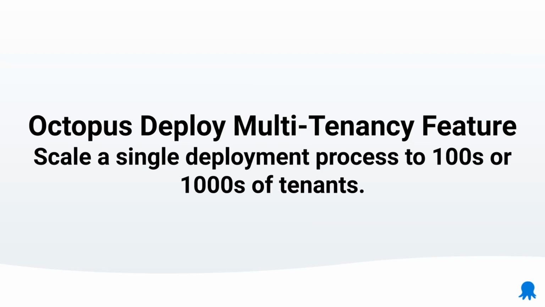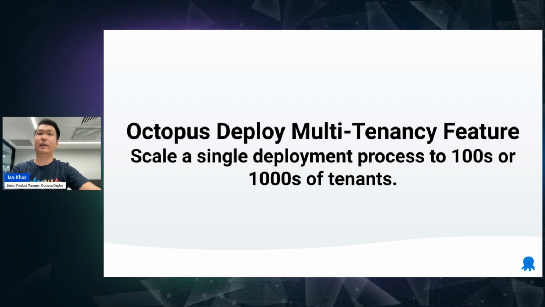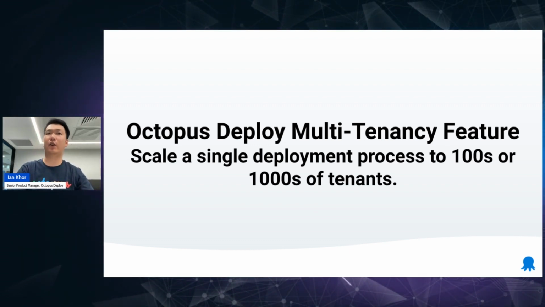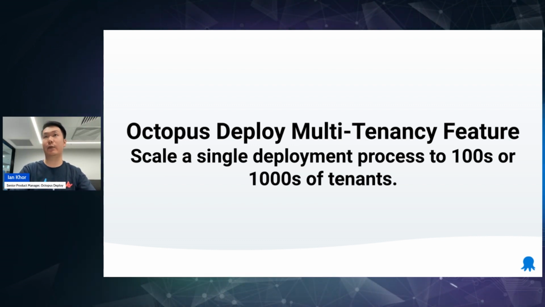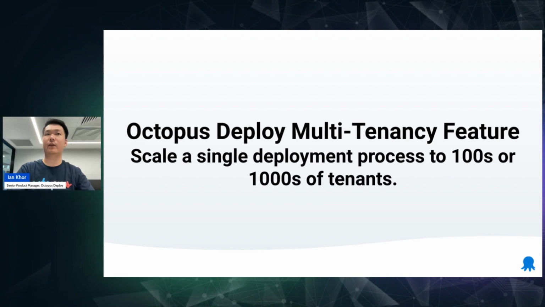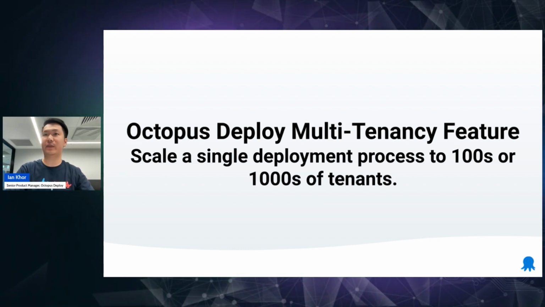As such, multi-tenancy in Octopus Deploy allows you to scale a single deployment process to hundreds or even thousands of different tenants. And you can define your deployment process just once, and it can be used as many times as you want to deploy to all of your related tenants. This makes deployment and configuration at scale easy and simple for your team, and allows you to replicate your deployment process with little to no fuss at the same time.